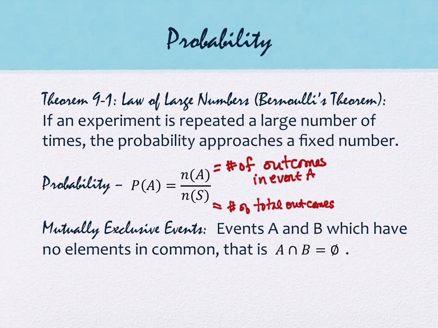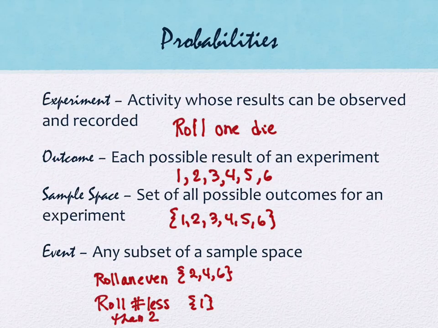So in our example that we created, let's call this right here event A. Okay? Rolling a number less than 2. How many ways can I roll a number less than 2? One way. It has to be the number 1.